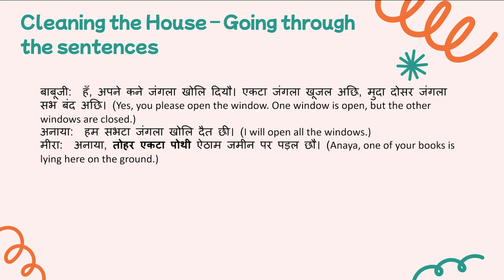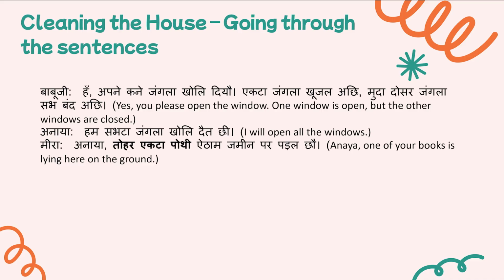Now, here you see the possessive pronoun Tohar is used along with a classifier ekta, which means one, and pothi is book. So, Tohar ekta pothi makes a single noun phrase which acts as the subject of this sentence. Aitam is a word that is a demonstrative pronoun.